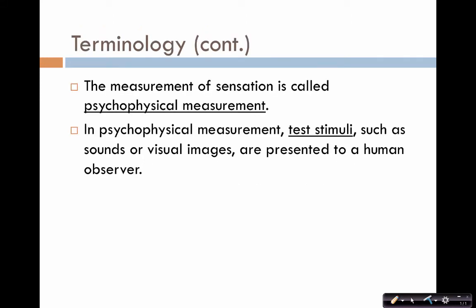Some other things that are sort of terminology for you to get used to. Measurement of sensation is also referred to as a psychophysical measurement. So again, the psycho is the perceptual, the physical is the physical. So in a measurement of how we perceive things in the environment, that's a psychophysical measurement. In psychophysical measurements, we use some kind of test stimulus, and for hearing, those would be sounds or acoustic stimuli, or visual images if we're doing visual testing.